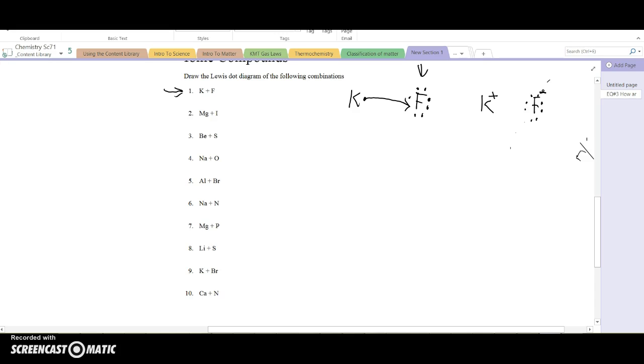Let's look at a more complicated example. Let's look at number 5. So we begin with aluminum. Aluminum, when we look at the periodic table, has 3 valence electrons. Bromine, again, when we look at the periodic table, has 7.